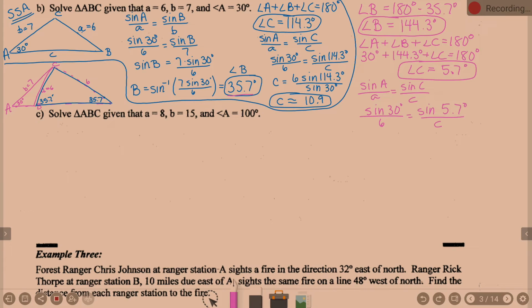Cross products: we're going to have 6 times sine of 5.7 degrees, and then it's C times sine of 30 degrees. So to get C by itself, we're going to divide by sine of 30 degrees. And we're going to get some magical C value.